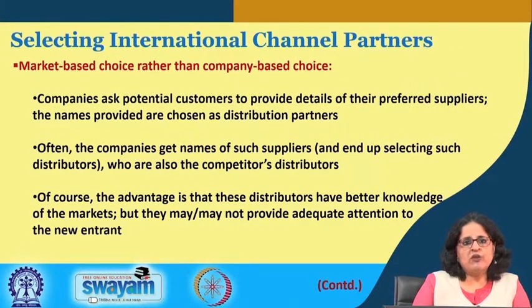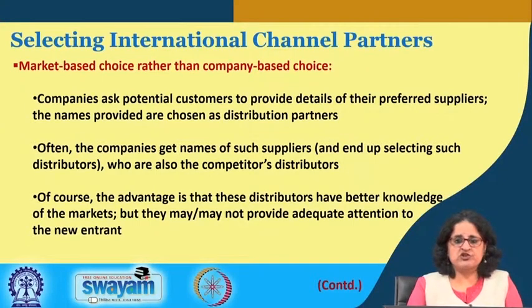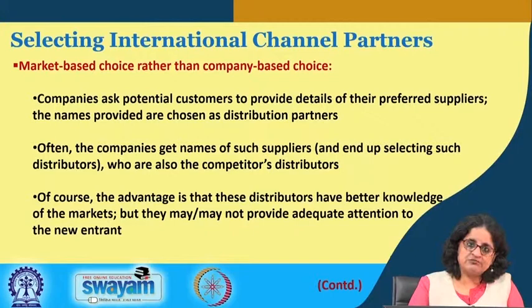Now, when we talk about a market-based choice, companies often ask potential customers to provide details of their preferred suppliers, and the names that are provided by the potential customers are chosen as distribution partners. We see this very commonly in the B2B scenario. But the problem is that often the companies get names of such suppliers or distributors, and they end up selecting those who are also the competitors' distributors.